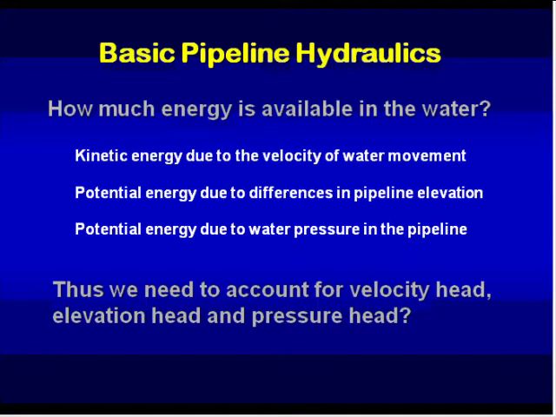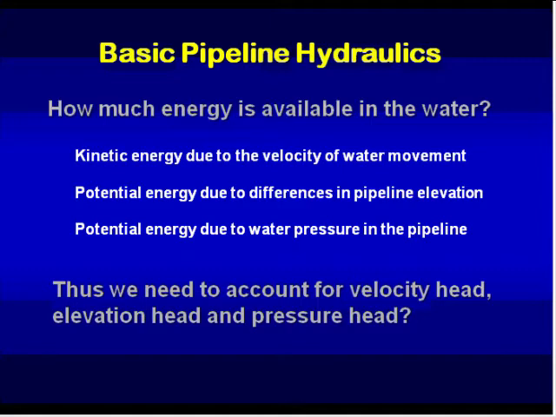The second part is the potential energy due to differences in pipeline elevation. So as we go up and over a hill with a center pivot, there's potential energy that changes within the pipeline system due to that elevation change. For example, each 1 psi change in pivot pipeline pressure is equivalent to 2.31 feet of elevation change. So that means that each foot of elevation change is equivalent to about 0.41 psi in the pipeline itself. So these get accumulated as we go up and over hills and need to be addressed in the original design.